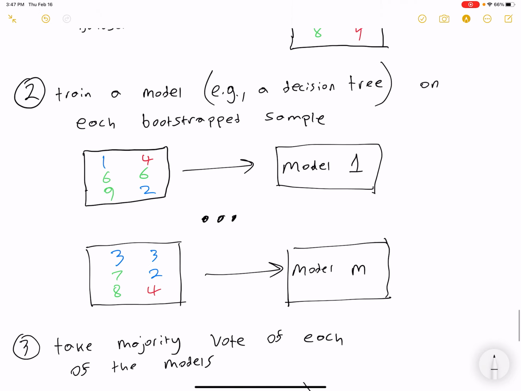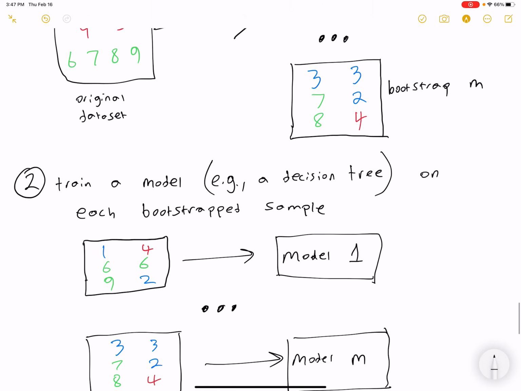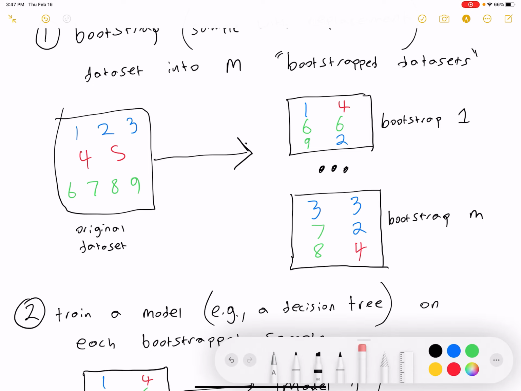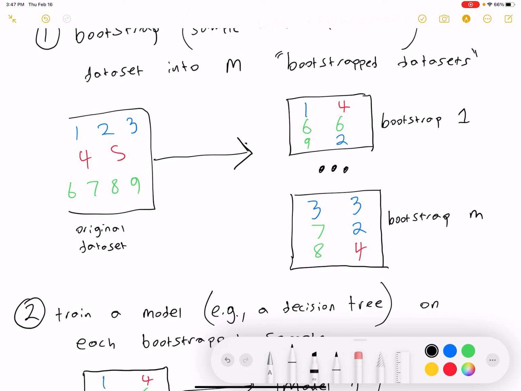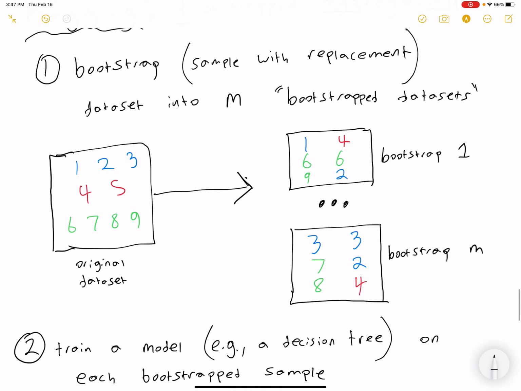So what do you mean by wildly different? Because you're dividing your master data set into these smaller data sets, so the pattern or whatever model you fit to each of those bootstrapped data sets might be different, right? Like the polynomial fit or whatever that is. Yeah, exactly.